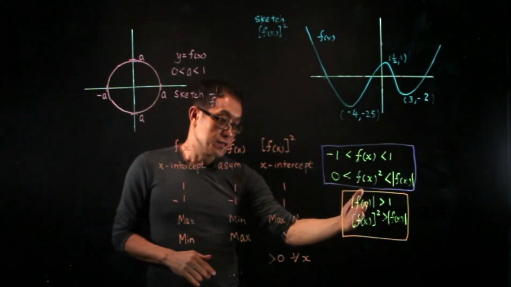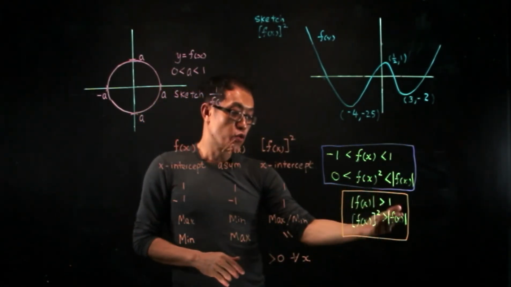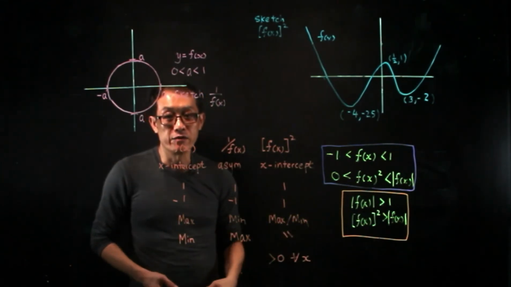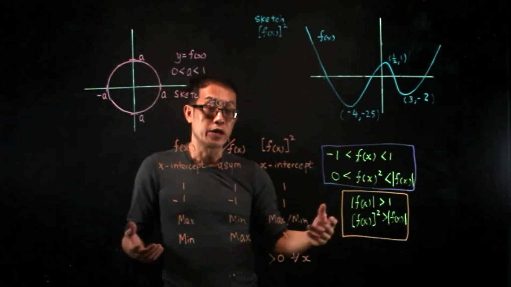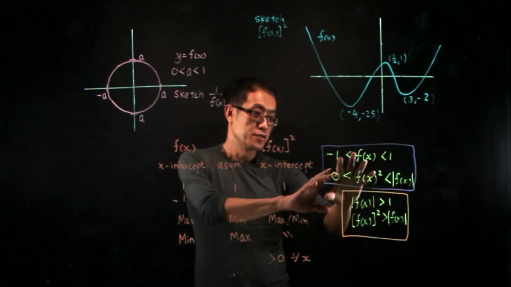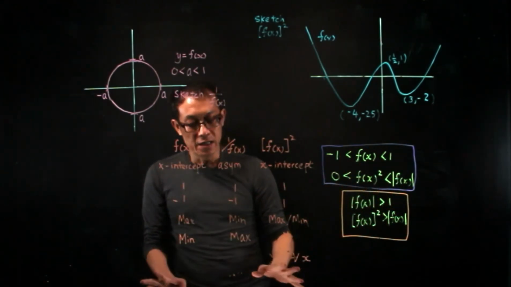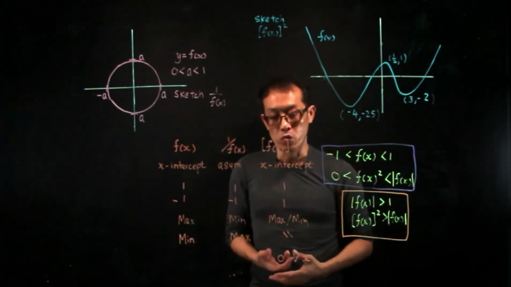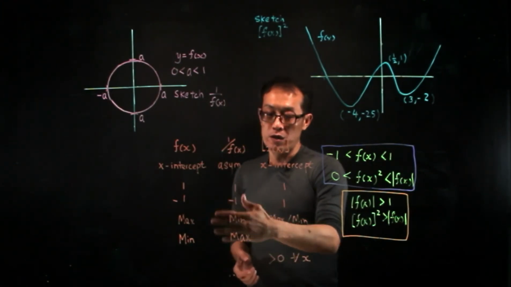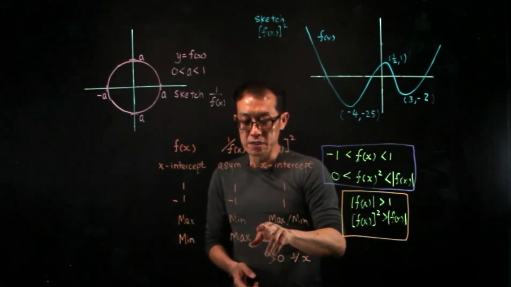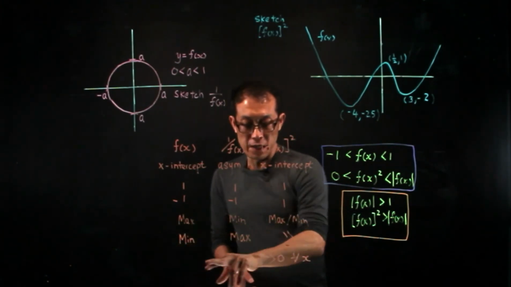Now, when f of x is greater than 1, you square it, then it will be greater than itself. So this is quite common sense. So don't need to memorize this. As for this, I don't think you all should memorize also, because this is quite common sense. Perhaps you just remember this part, okay? Remember this part.